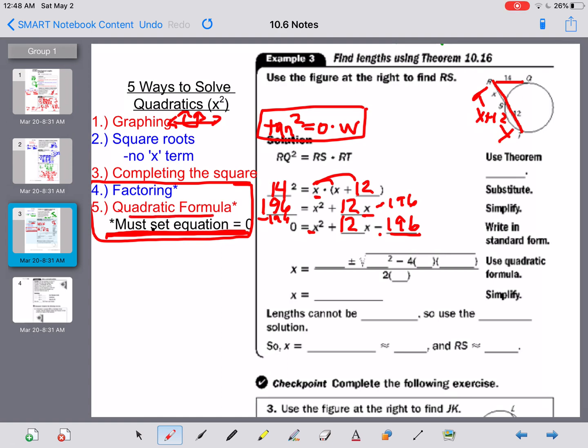Okay, do you remember the quadratic formula? Do you have some fancy little song you sing in your head to remember it? Or do you just remember that the quadratic formula is negative b plus or minus the square root of b squared minus 4ac all over 2a.